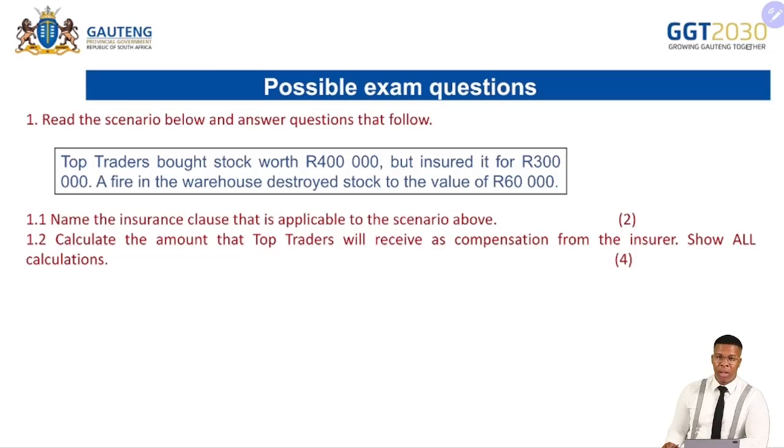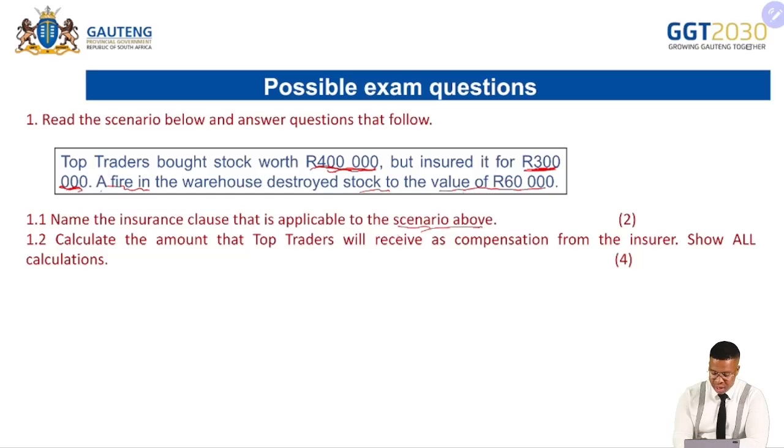Remember, I talked about the situation to say, in your insurance concept, you have two situations, which is your over insurance and under insurance. Now, looking into that, the situation is that what is the value of the stock? The value of the stock is 400,000. But now, looking into your items, the amount insured is 300,000. What is that situation? That situation means the business Top Trader is underinsured, because 300,000 is not equal to 400,000. However, there was a situation again, because a fire in the warehouse destroyed stock of the value of 60,000. Now, the first question, 1.1, name the insurance clause that is applicable to the scenario above.